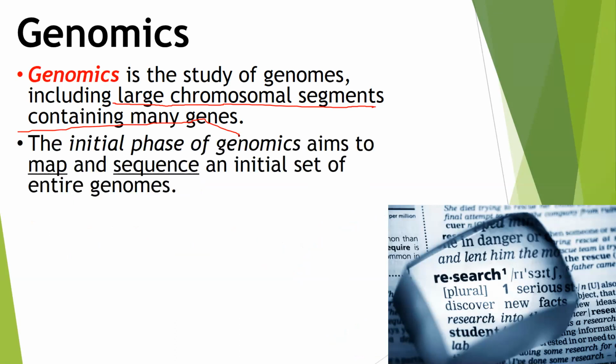To study genomics, the first thing is to sequence the genome. First we need to get the sequence information, otherwise it's very hard for us to study the genome. So the initial phase of genomics is sequencing and mapping the entire genome, either the protein coding genes or the intergenic regions. We need to sequence all of them.